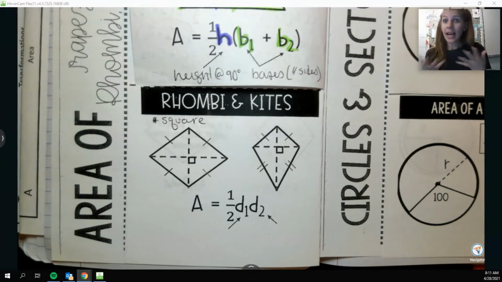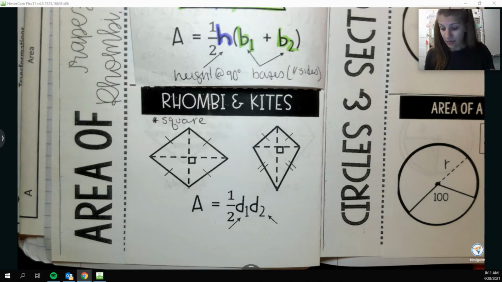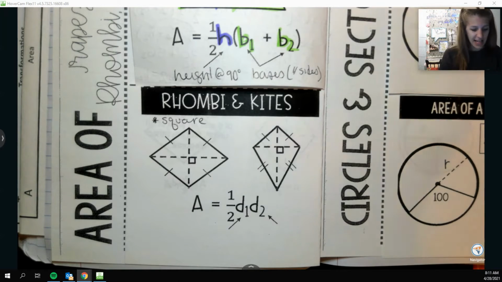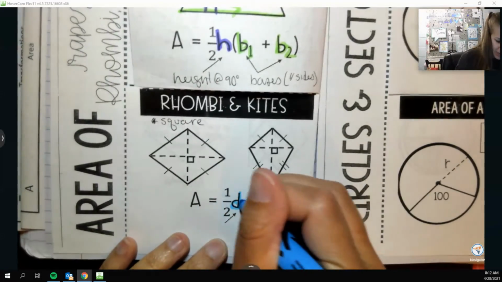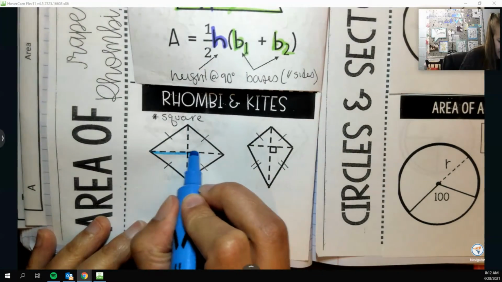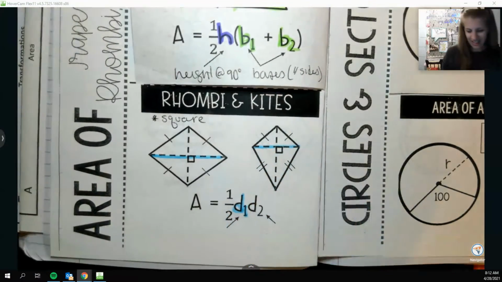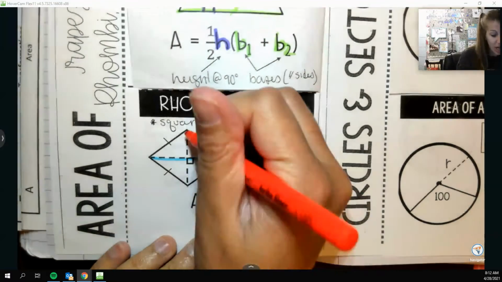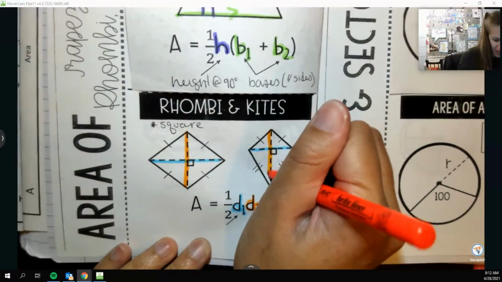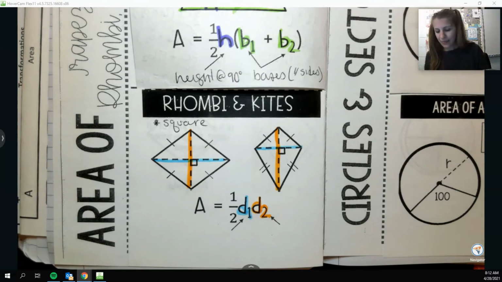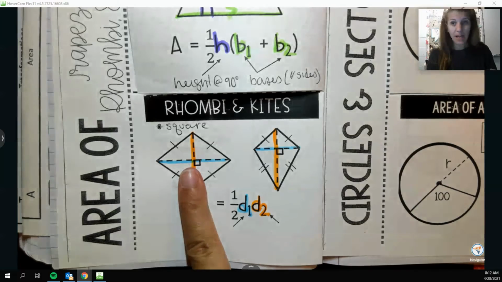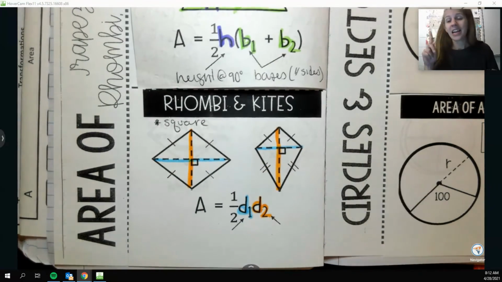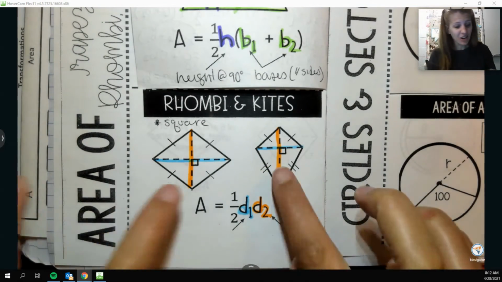And kind of the uniting factor between all of them, well, let me tell you the formula first. So the formula that I can use here is D1, which stands for a diagonal, times D2, which is just the other diagonal. And then we take half. So the uniting factor between a rhombus, a kite, and a square and their diagonals is that they're all perpendicular.